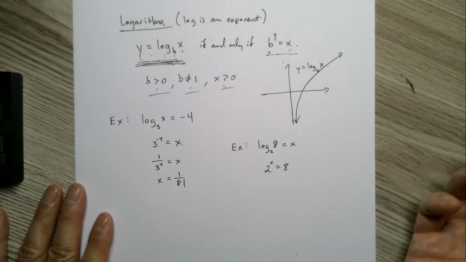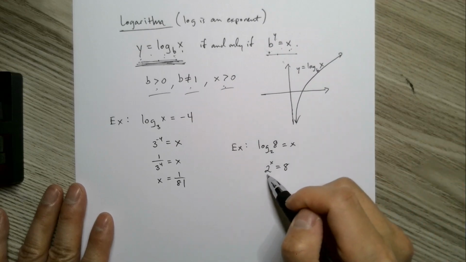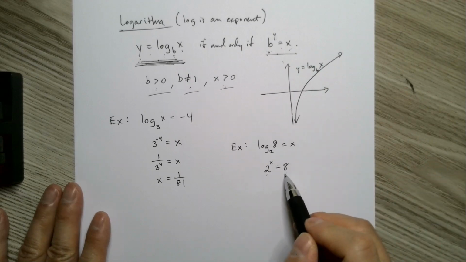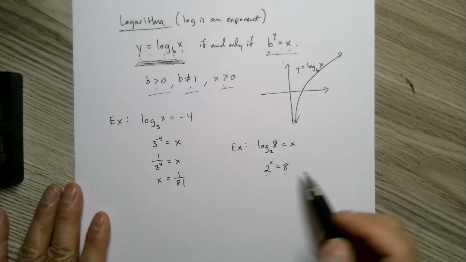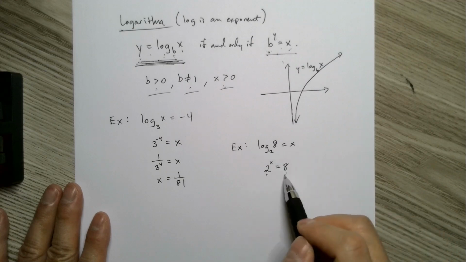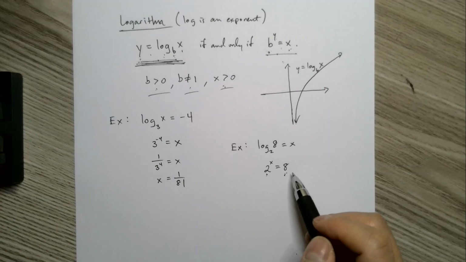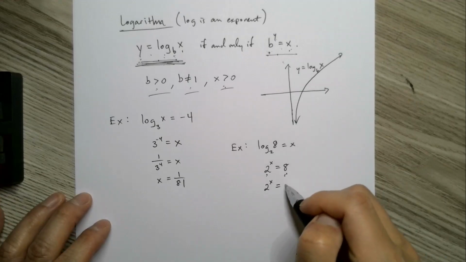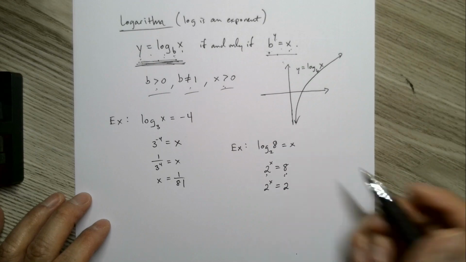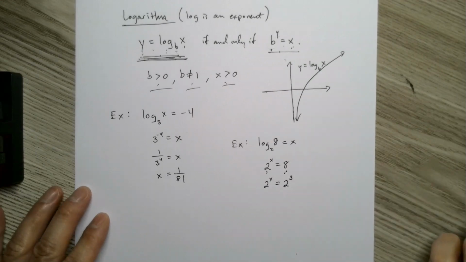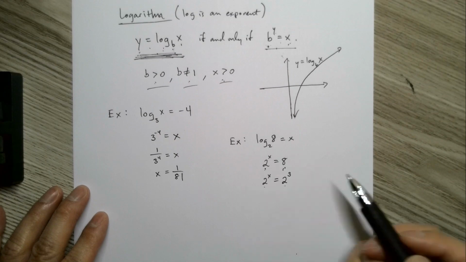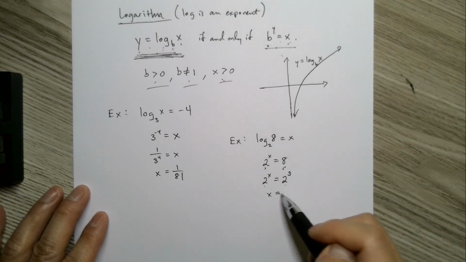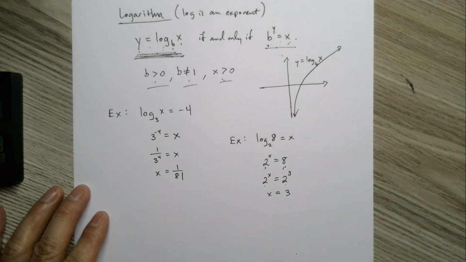Maybe you can't. So in the case where you can't, what you want to do is make sure that both sides of the equation have the same base. The base here is 2, the base here is 8. That's not the same. However, 8 can be expressed as base 2 to the third power. So once the two bases are the same on the left and right, you can then equate the exponents. So x must be 3.